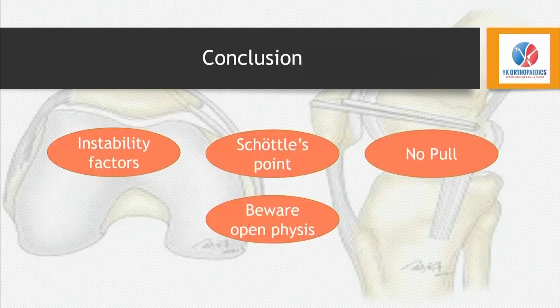So in conclusion, identify your instability factors: your patella alta, tight lateral side, trochlear dysplasia. Take your time, identify the shuttle point. Remember, there should be no pull from your reconstruction, okay? And beware of open physis.